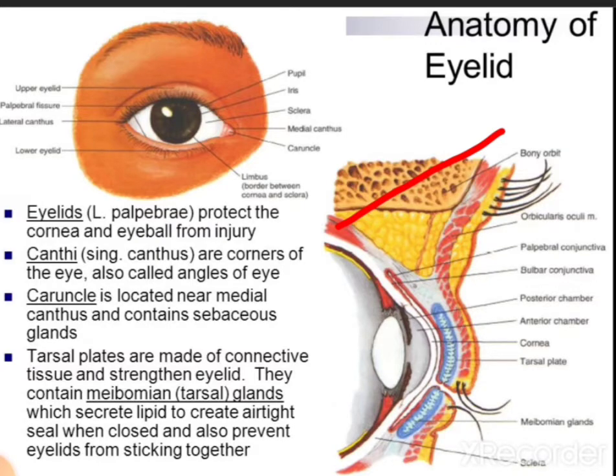Caruncle is located near the medial canthus and contains sebaceous glands. In the diagram we can see the caruncle. The tarsal plates are made up of connective tissue and strengthen the eyelid. They contain meibomian glands which secrete lipid to create an airtight seal when closed and also prevent eyelids from sticking together.